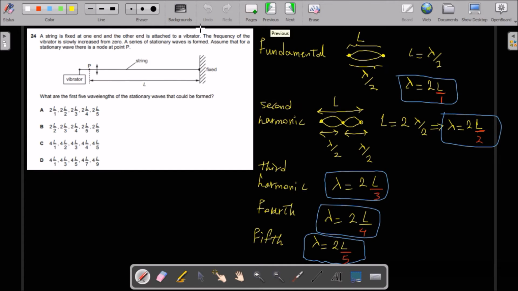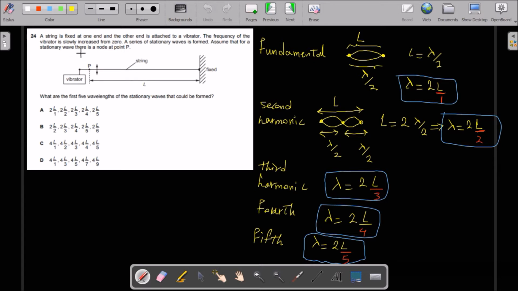Question 24. A string is fixed at one end and the other end is attached to a vibrator. The frequency of the vibrator is slowly increased from 0. A series of stationary waves is formed. Assume that for a stationary wave there is a node at point P. What are the first 5 wavelengths of the stationary waves that could be formed?